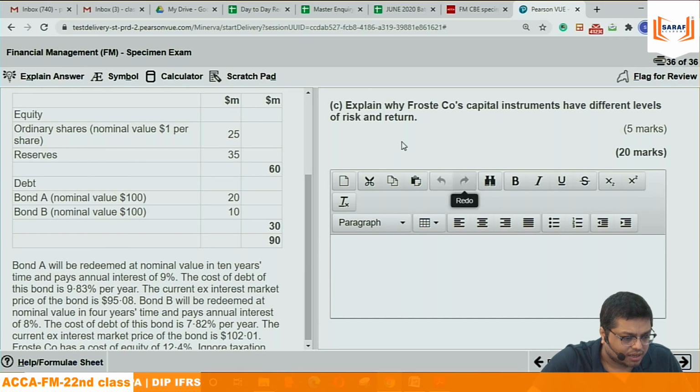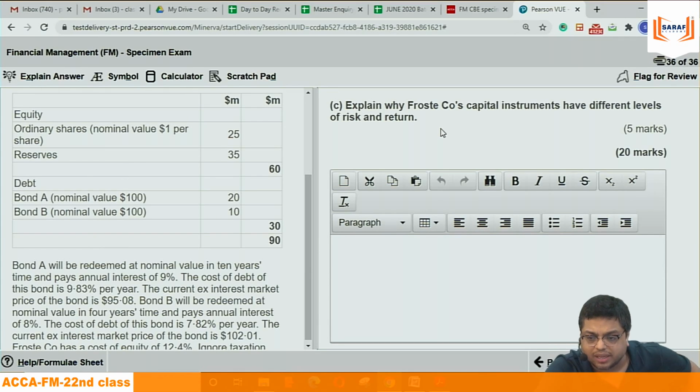Is there any other question here? One more question, then I am going into your doubts, Shruti. Explain why a company's capital instruments have different levels of risk and return. What they want to ask here is, explain why the company's capital instruments have different levels of risk and return. What do we need to write for this question?